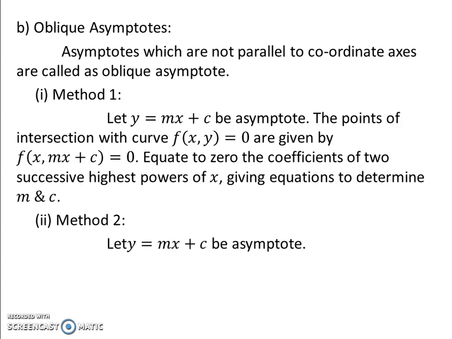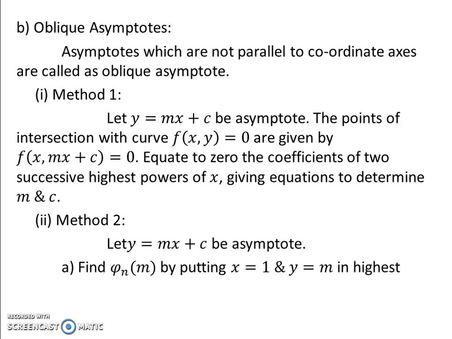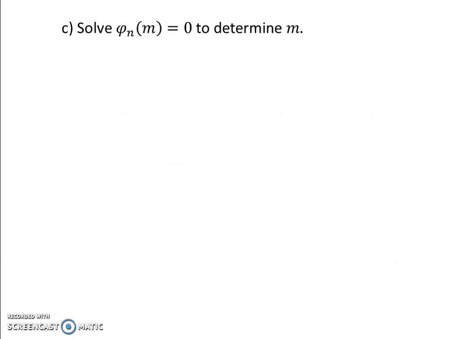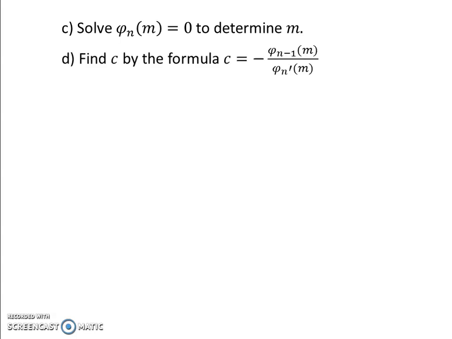Method 2: again let y equal to mx plus c be the asymptote. We will find out phi n of m by putting x equal to 1 and y equal to m in the highest degree term. Then similarly we'll calculate phi n minus 1 of m. Then we will solve phi n of m equal to 0 to determine the value of m. Then we will find out c by solving phi n minus 1 of m upon phi n dash of m.